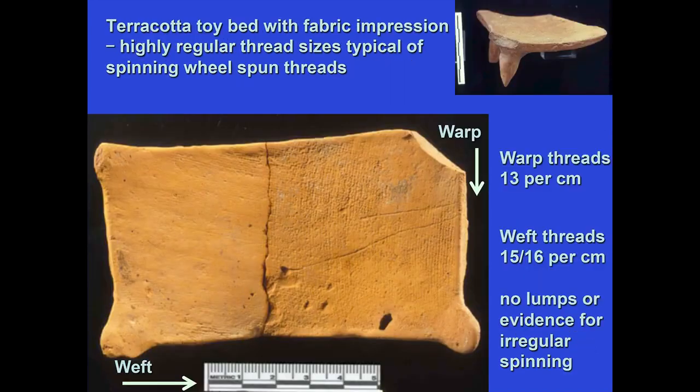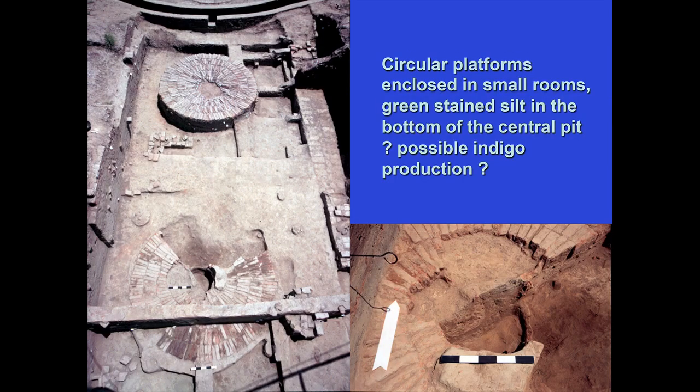And this is the bed that Gunjan showed earlier with the textile impressed on it, which you can measure the weft and warp threads, and there's no lumps. This is not made with a drop spindle. It's made with a spinning wheel. And then what do you do with textiles?